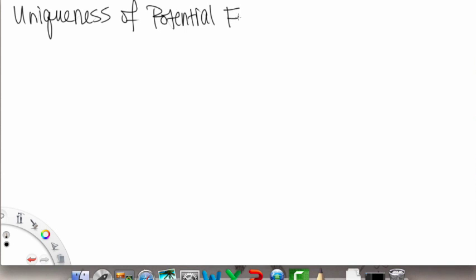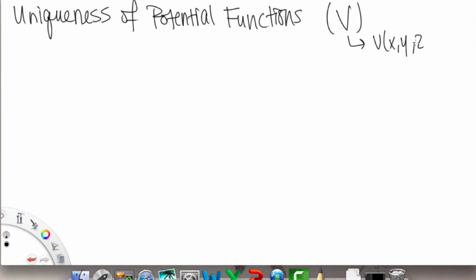So now, building off of what we've been doing so far, we have something called uniqueness of potential functions. And these potential functions that I'm referring to are like the v, right? So like v of x, y, z. Here I'll draw a little line.